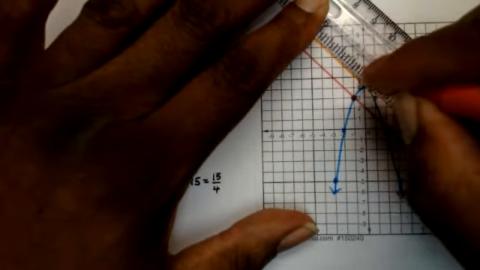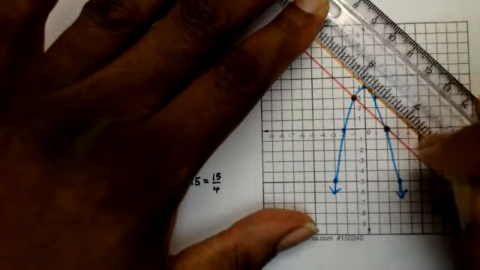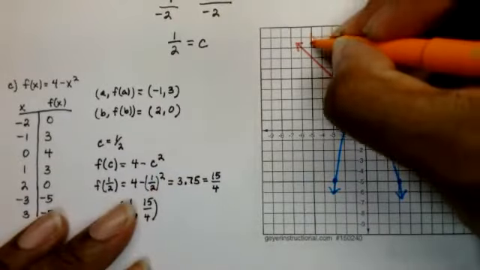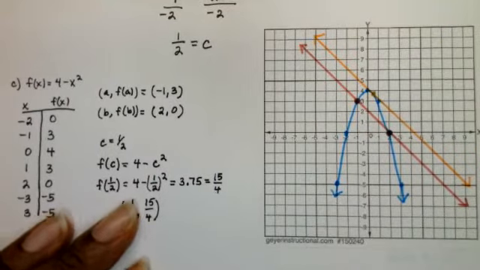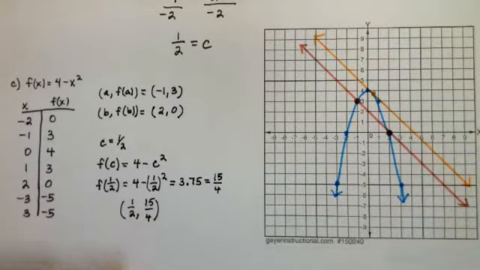So this graph that I'm drawing, this line in orange, represents the graph of the tangent line, and that tangent line is going to be parallel to the secant line, meaning they're not going to cross each other. Okay, so that right there is part C of example 5.